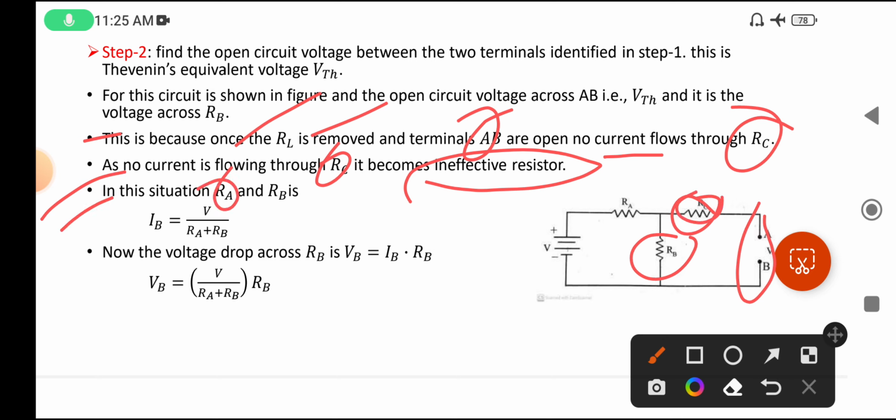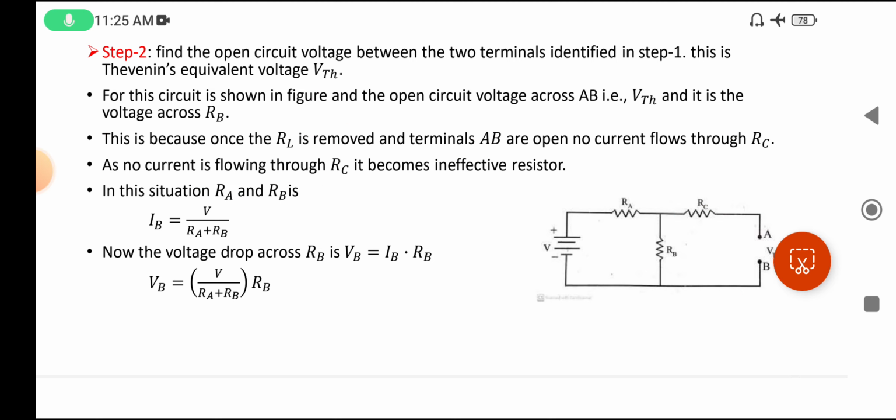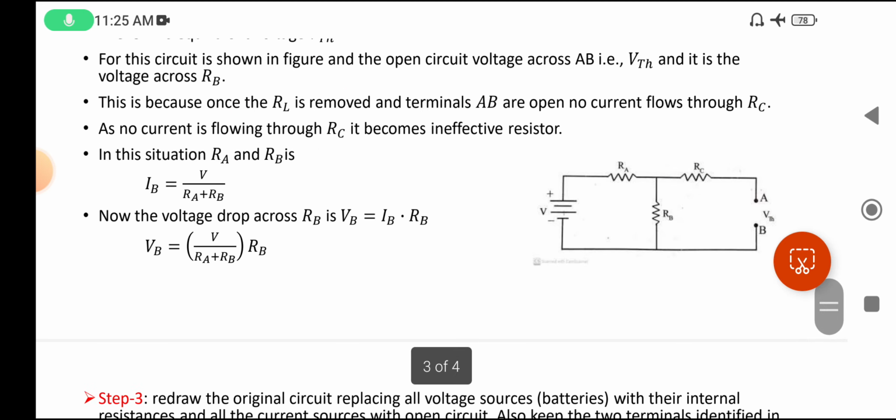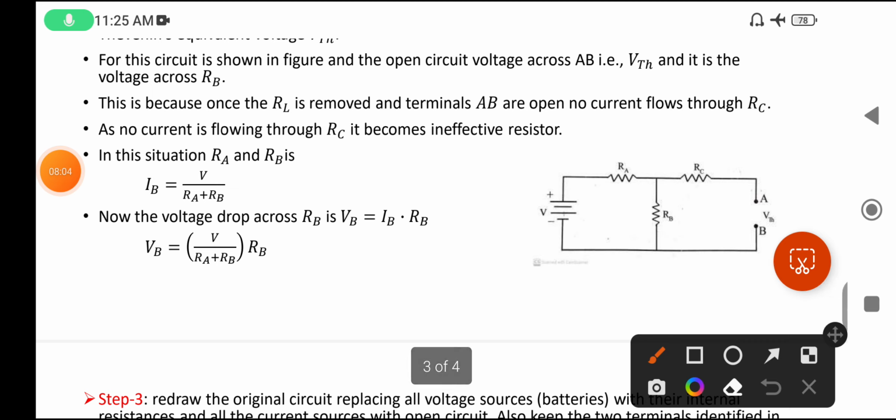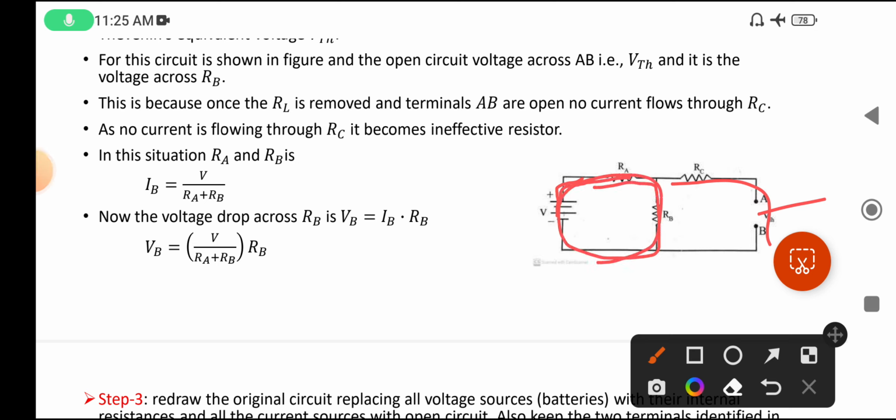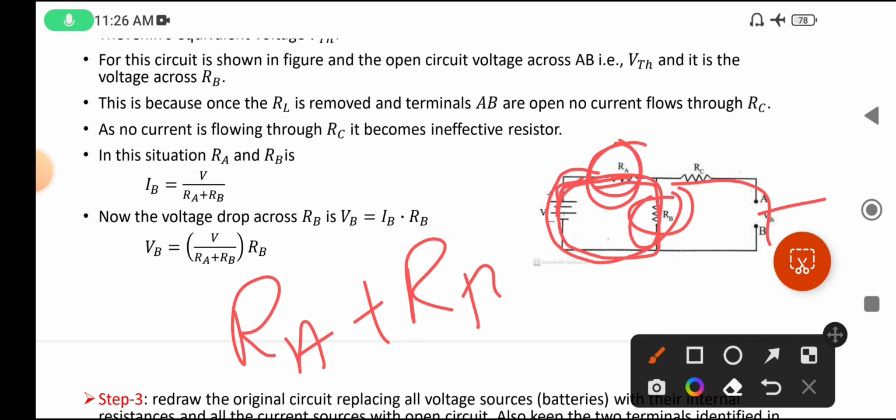In this situation, RA and RB are in series. Why? Suppose the current, it is open, meaning no current flows here. So whatever current comes from the source can flow only through RA and through RB. The same current flows through this and this, meaning the current is not dividing. Current not dividing means these two are in series. The series combination is formed by their sum only.